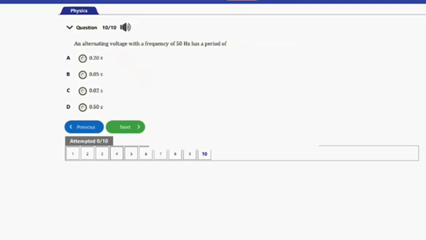So guys, the next question and the last here says an alternating voltage with a frequency of 50 Hz has a period of, alright, so guys, in order to find the alternating voltage period here, the voltage period is going to be 1 over the frequency, which is 1 over 50, and that's 0.02 seconds. So that's option C here, guys. Option C is the answer to this question, and that's it here. So this is where we'll end this video for today, guys.